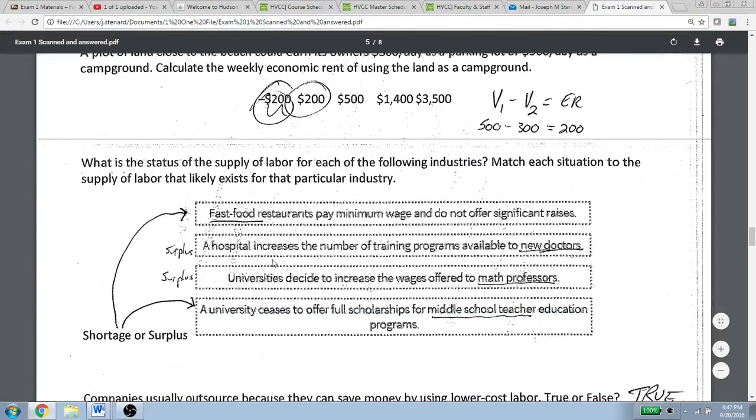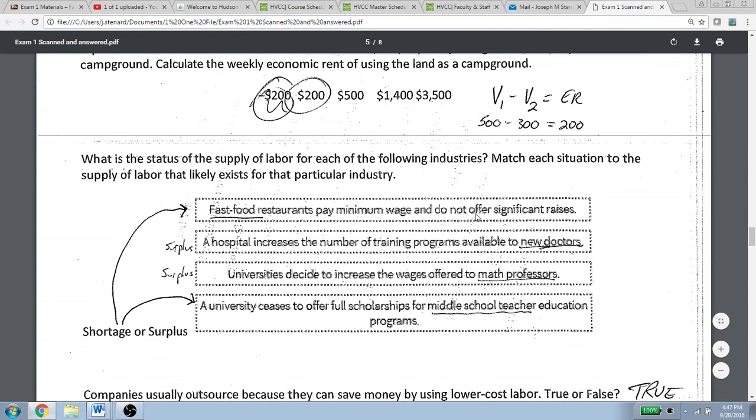What is the status of the supply of labor for each of the following industries? Match each situation to the supply of labor that likely exists for that particular industry. So what I have indicated is that there's a shortage in both the top and bottom scenario and a surplus of labor in the two middle ones.